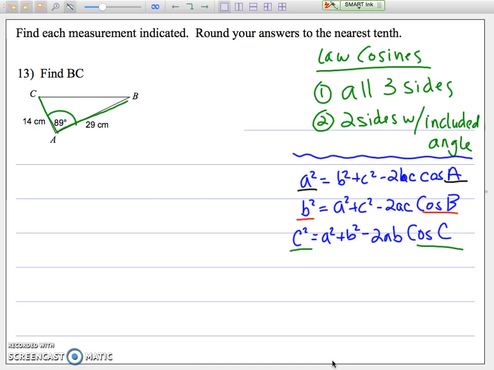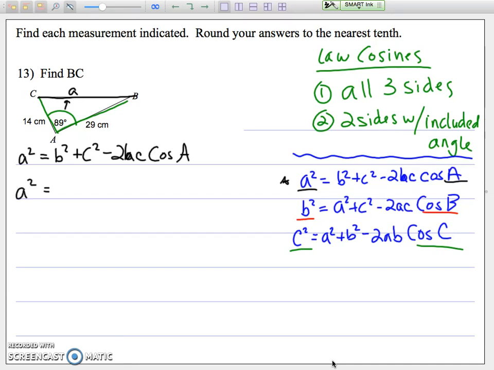We're looking for BC, which is right here, and it's across from angle A. So it's little a that we're looking for. So we're going to use this formula here. a squared equals b squared plus c squared minus 2bc times the cosine of A. You just fill in what you know.